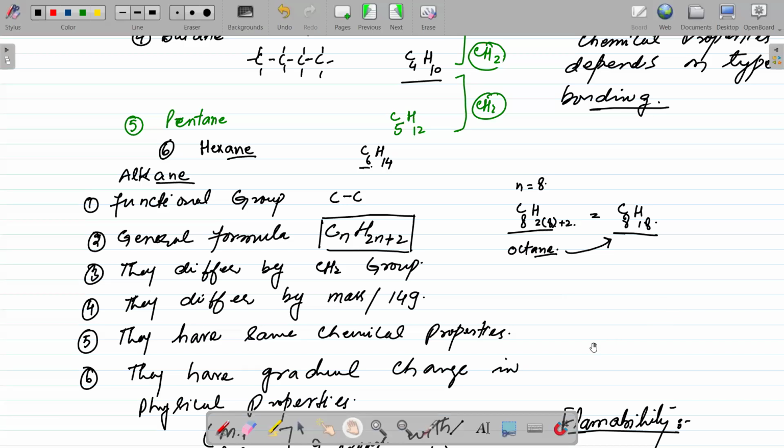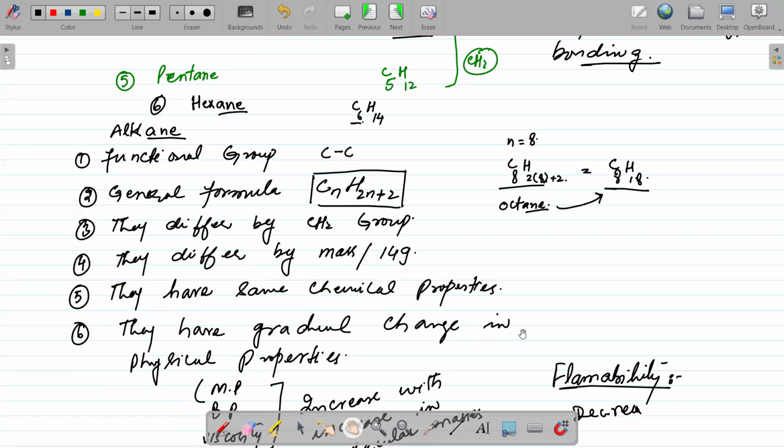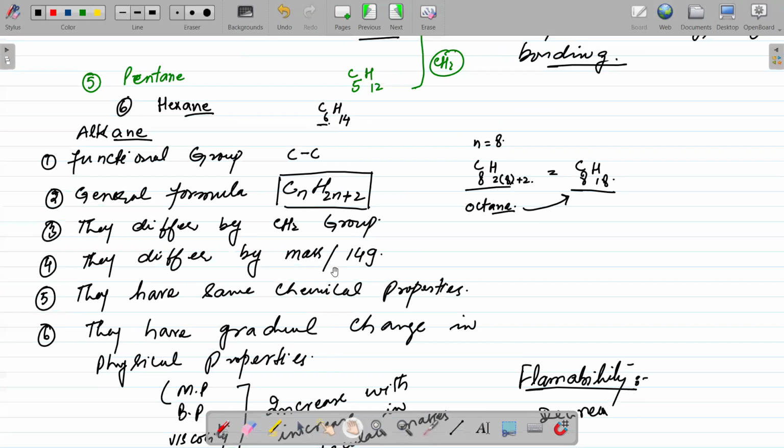Okay. So yesterday we discussed alkanes and these were the properties. The last point which I was saying was flammability. Remember, flammability decreases with increase in molecular mass.